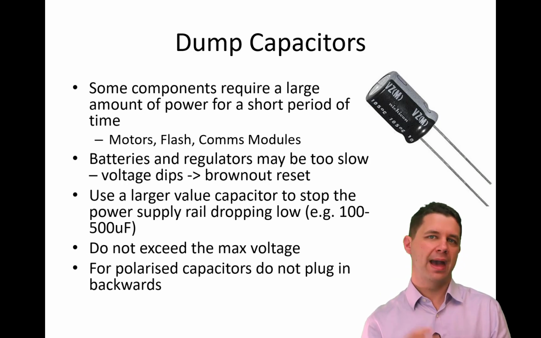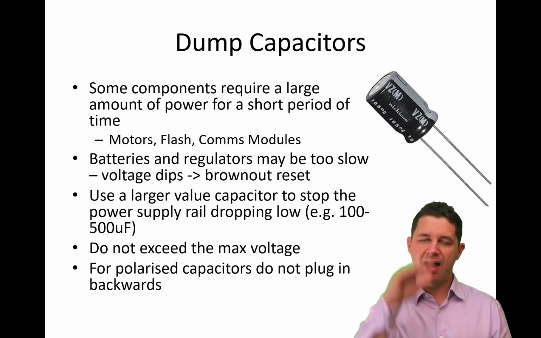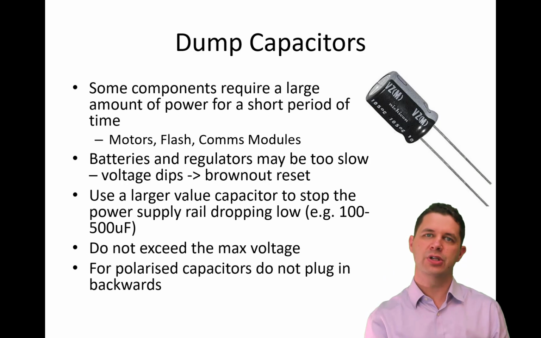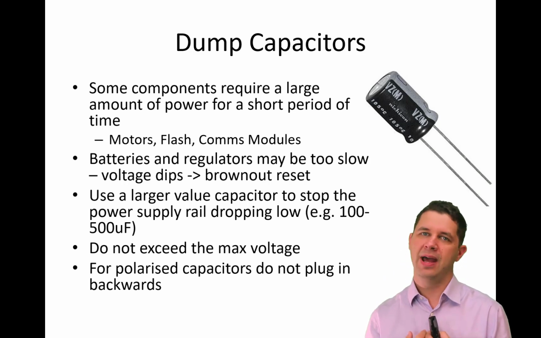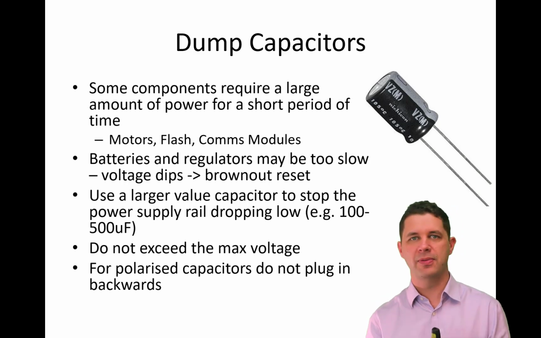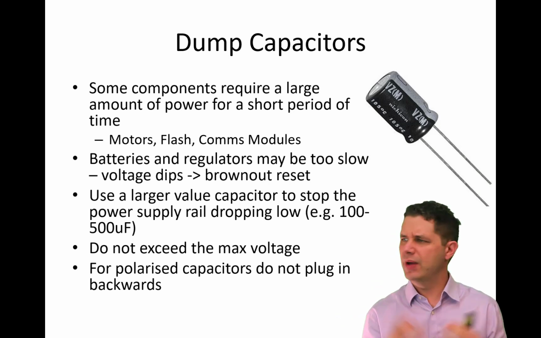Now, what can happen with our batteries and regulators is they might be too slow to react to this, and our voltage supply will dip as a result of it, and that leads to brownouts. Now, microcontrollers don't like brownouts. Typically on brownouts, what happens is they have a built-in reset mechanism that detects a brownout, where the voltage goes too low, and restarts from scratch, and we wonder what's going on.